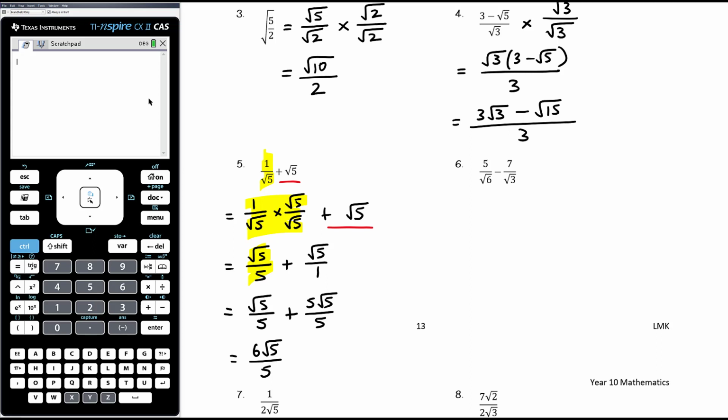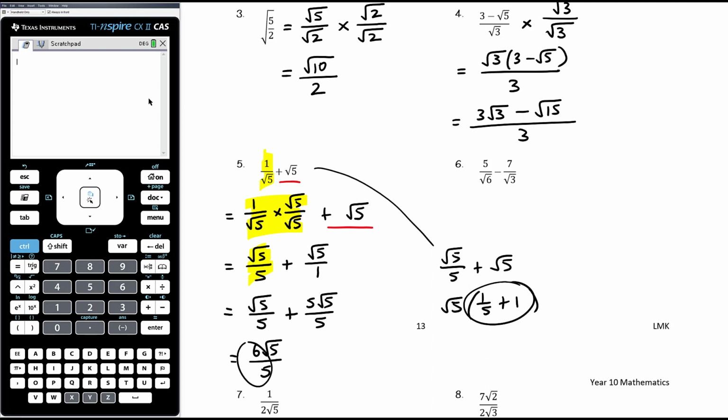Okay. You could always think about this in different ways. Essentially what we've got here is we're saying we've got root 5 on 5 plus root 5. You could take out the root 5 as a common factor, so it's a fifth plus 1, which is where the 6/5 comes from. So it's 6/5 times root 5. Okay, so a few different ways to think about it.